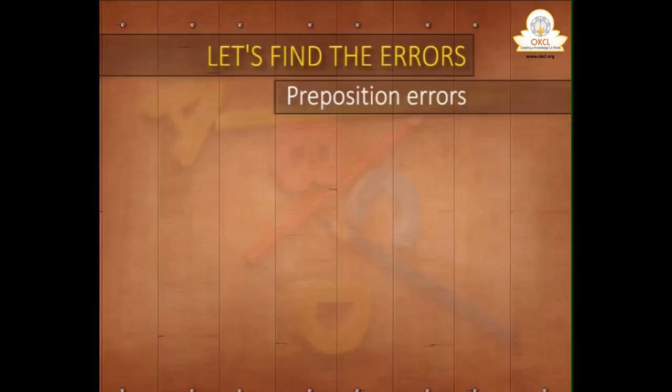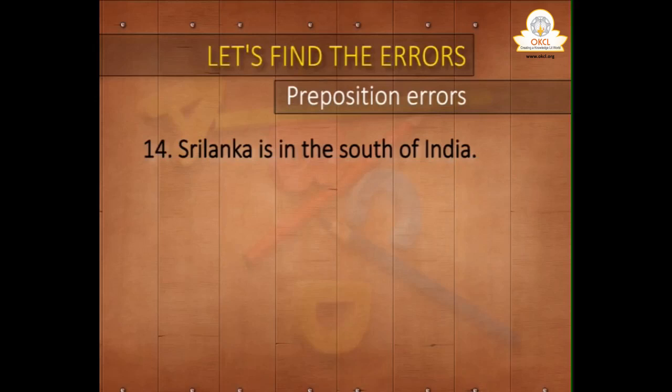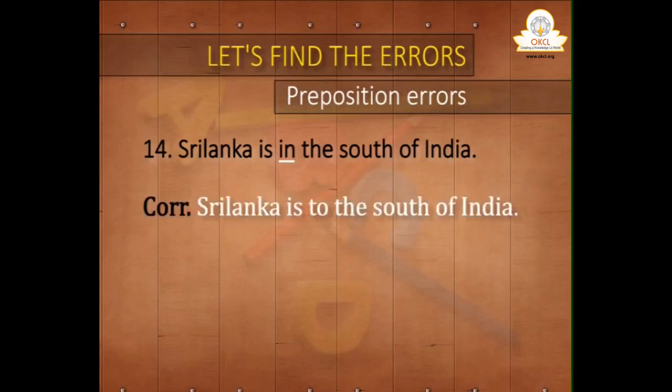"In" is wrong. Let's go to the next sentence. Sri Lanka is in the south of India. It is wrong. It is "to". Like, Sri Lanka is to the south of India and China is to the north of India.